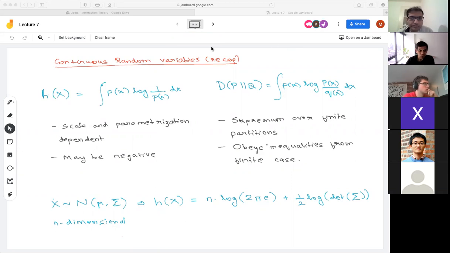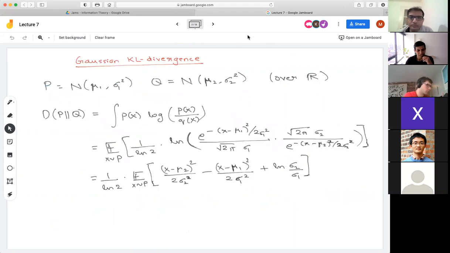So we talked about continuous random variables, and we computed entropy, in particular differential entropy for Gaussians, and so on. We didn't quite get to do the calculation for KL divergence, so I wanted to just show it once before we start a new topic, and then we'll get to talking about applications to statistics.